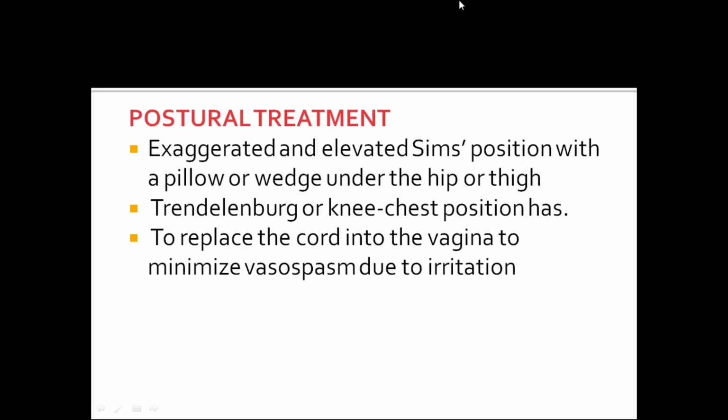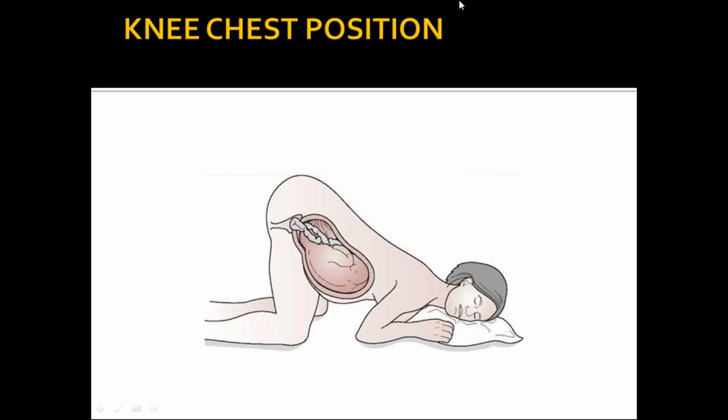This is mainly to replace the cord into the vagina or to minimize the vasospasm. Whenever the cord is exposed to the outside environment, what will happen? There will be vasospasm in the vessels, which leads to anoxia to the baby. That's why, to relieve the vasospasm, these positions are important, and they will be helpful for cord replacement into the vagina.